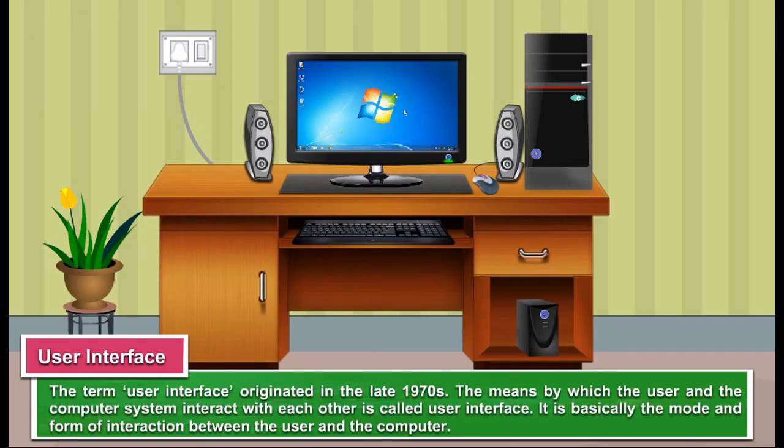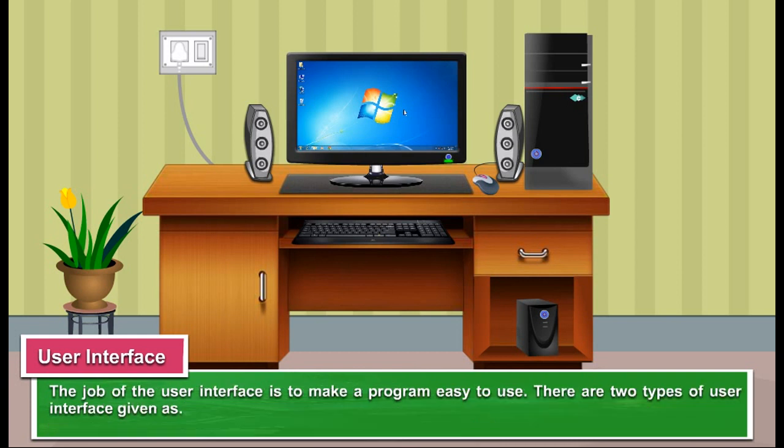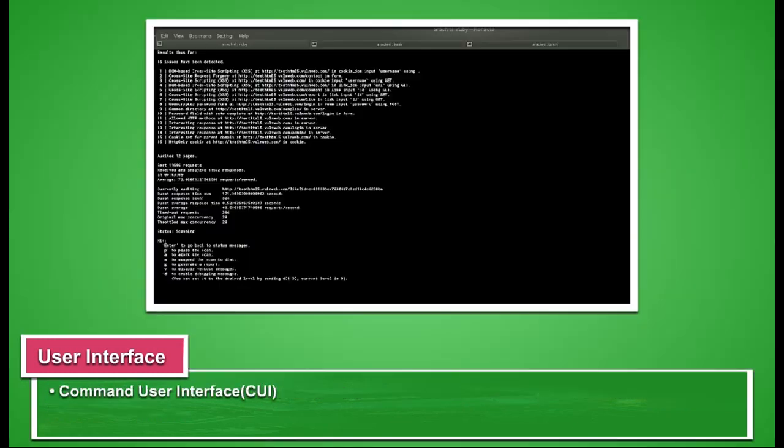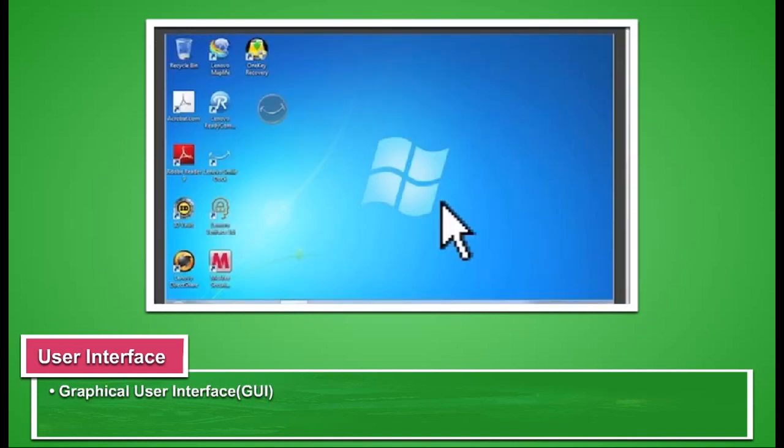User interface. The term user interface originated in the late 1970s. The means by which the user and the computer system interact with each other is called user interface. It is basically the mode and form of interaction between the user and the computer. The job of the user interface is to make a program easy to use. There are two types of user interface: Command User Interface (CUI) and Graphical User Interface (GUI). Let us learn about these user interfaces briefly.